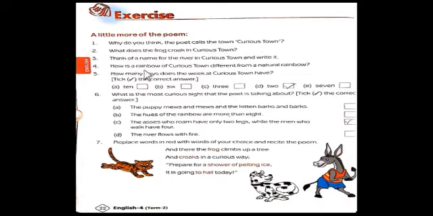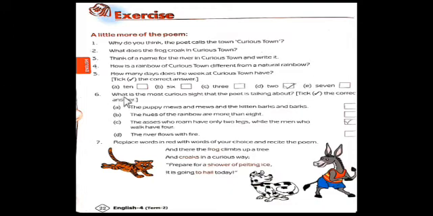Fourth one, how is a rainbow of Curious Town different from a natural rainbow? The rainbow is different as it contains more than the usual 7 colors. Then the fifth one, how many days does a week at Curious Town have? There are 5 options here. Option A 10 days, option B 6, option C 3, option D 2, option E 7. There are 2 days in a week. So tick the right mark to option D.